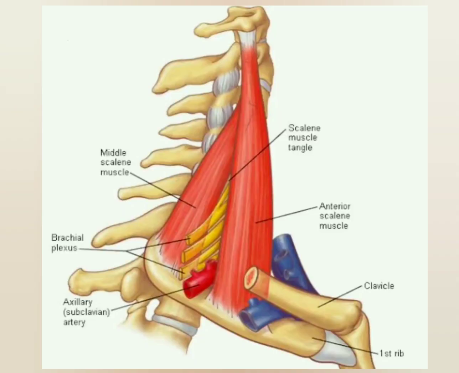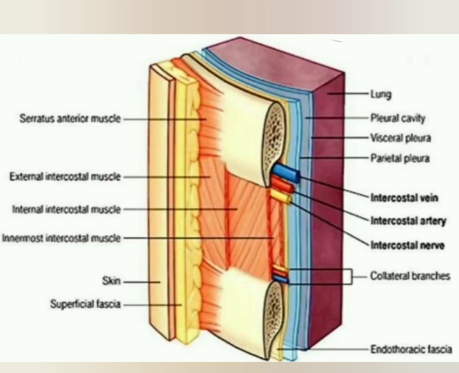Within the inlet of the thoracic cavity, we have a special structure called the scalene triangle. Talking about its boundaries, anteriorly we have the scalenus anterior or the anterior scalene muscle. Posteriorly, we have the middle scalene muscle, and inferiorly we have the upper surface of the first rib, as we can see in this image. Talking about the contents of this scalene triangle, we have the brachial plexus and the subclavian artery.